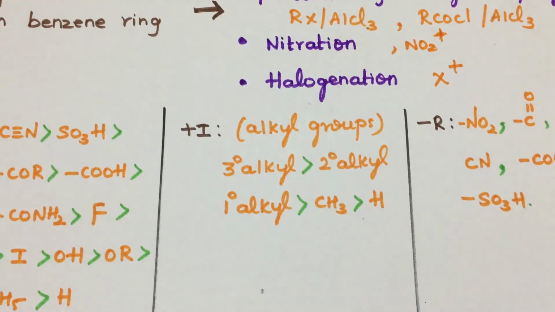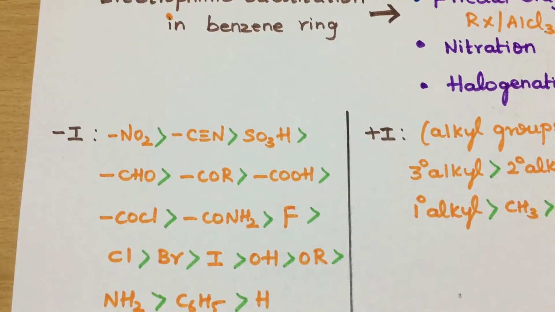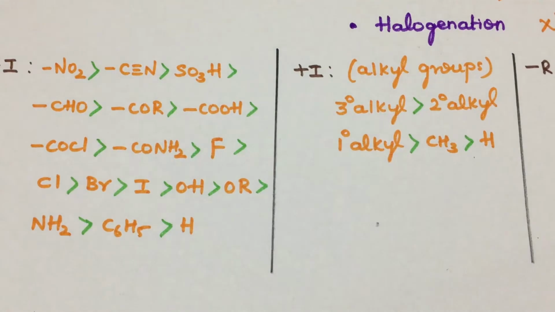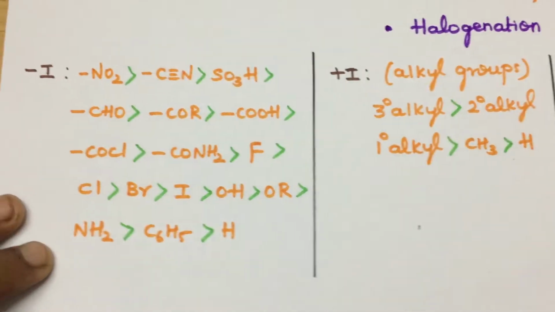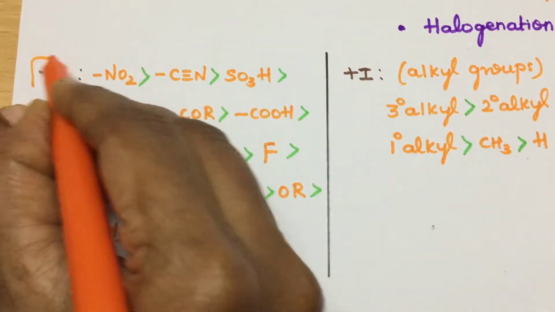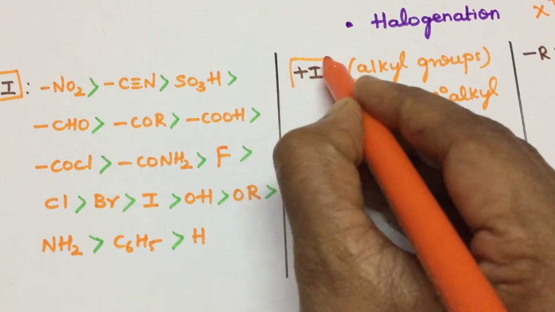So before that, what you have to know is, in my previous video in which I discussed the inductive effect, resonance effect and hyperconjugation, I have already discussed the trick to find out. You need not remember the groups also. I gave you an excellent trick. I will give the link below this video. If you want, you can watch that. Okay, so these are the minus I effect groups and these are the plus I effect groups.